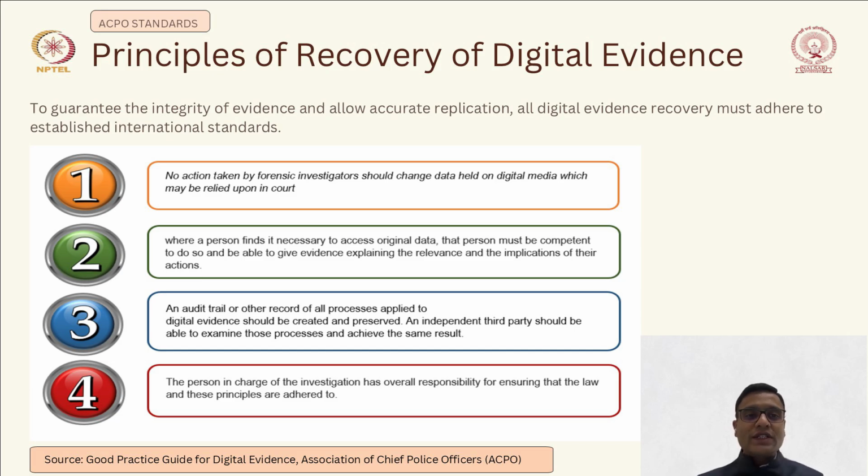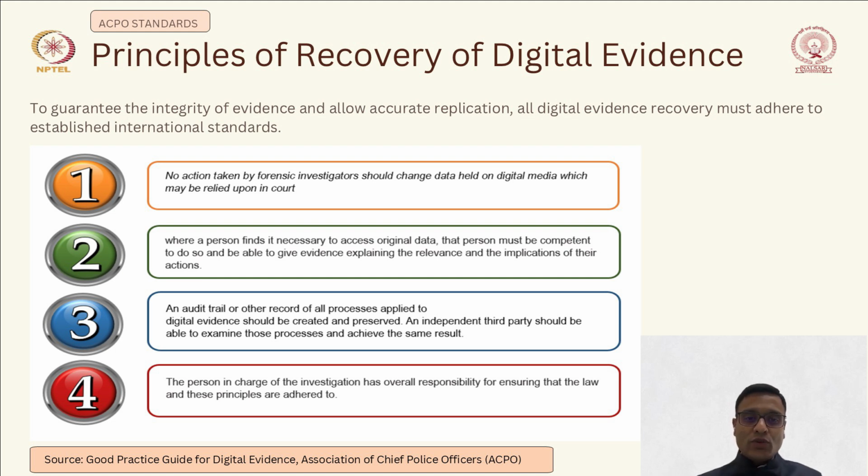Before we go into the collection and the nature of digital evidence, we'll try to understand the principles in recovery of digital evidence. The Association of Chief Police Officers has issued a good practice guide for digital evidence. These are the four major points followed all across the world in the handling and collection of digital evidence. The first and most important is that whenever the forensic investigator acts on digital evidence, my actions should not result in damaging the evidence.